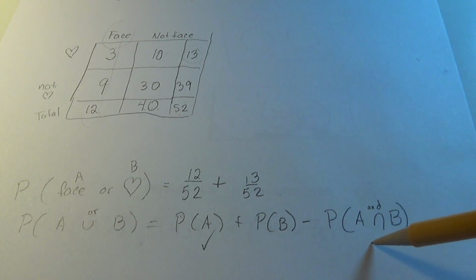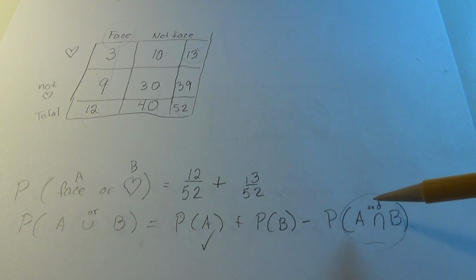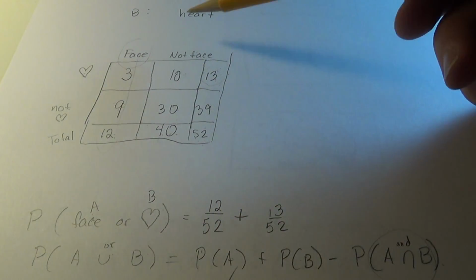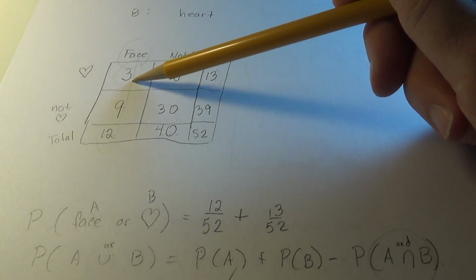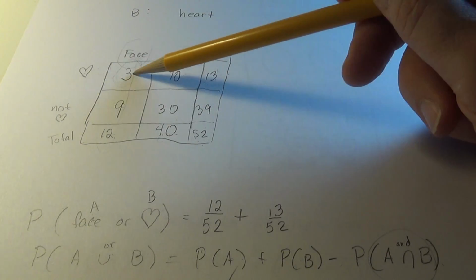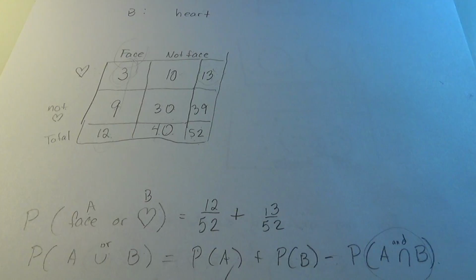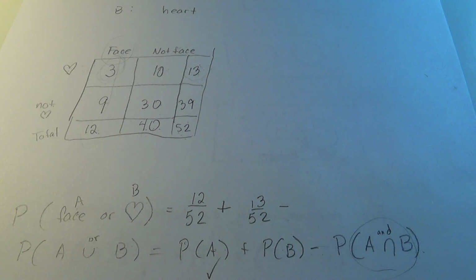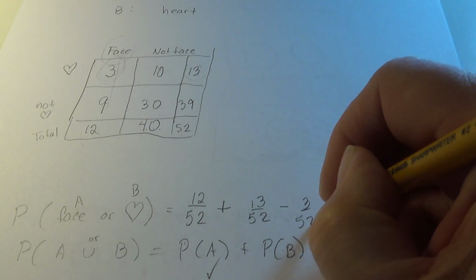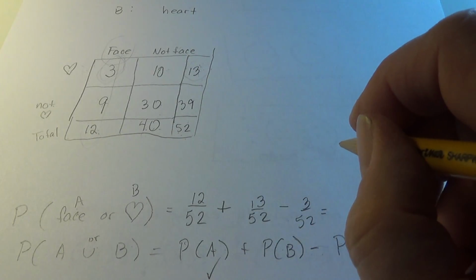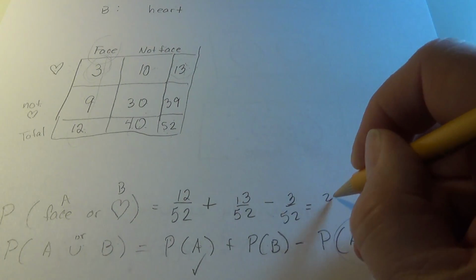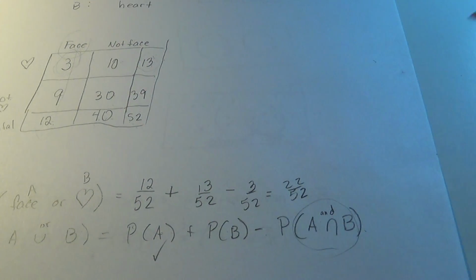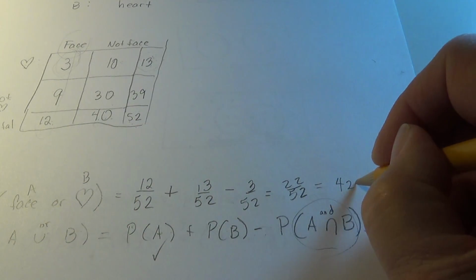So how many meet that standard? That means they are face cards and they are hearts, both. So we look at our chart and we see that this is the number of cards that are both face and heart. So I have to use those in subtraction. So I have minus 3 out of 52. When I do that math, I will come up with 22 out of 52. And if you go a little further, that's 42%.